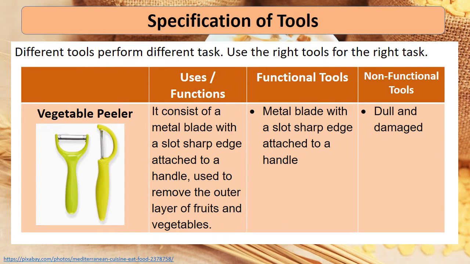Vegetable peeler. It consists of a metal blade with a sharp edge attached to a handle, used to remove the outer layer of fruits and vegetables. It is functional if the metal blade with sharp edge is attached to a handle, and non-functional if it is dull and damaged.